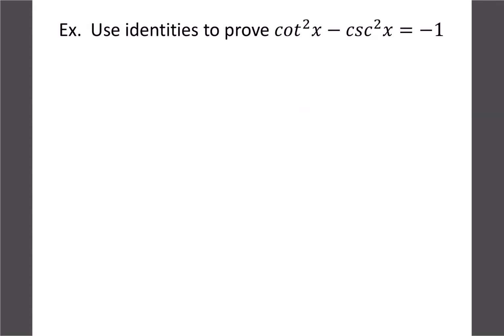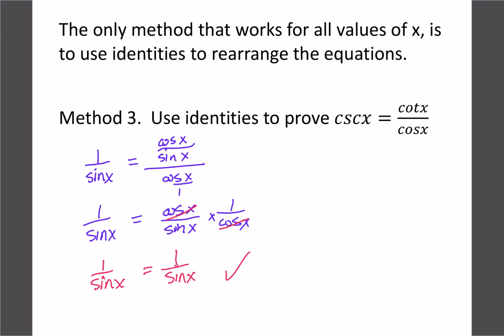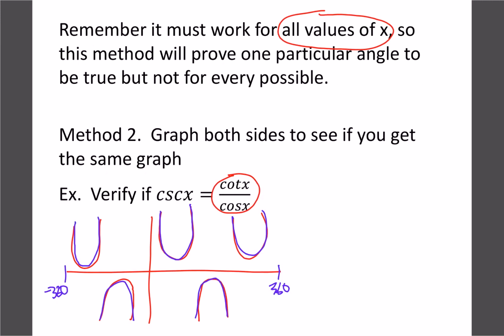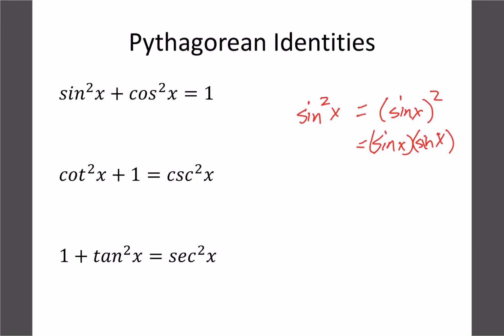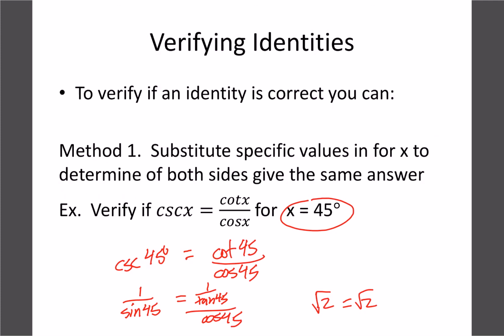So let's try one more. We got cotan squared minus cosecant squared equals negative 1. Quite often, anytime you see squareds and equal to 1, things like that, that's likely going to be one of the Pythagorean identities. So we want cotan, cosecant. So let's go back to our list to see which one was which. And all of these are on your formula sheet. So we got cotan squared plus 1 equals cosecant squared. So that's likely going to be the one we want.